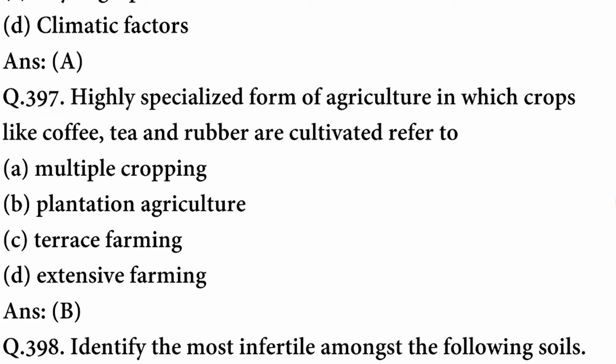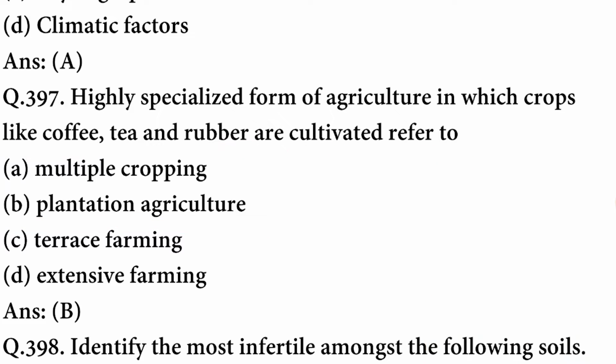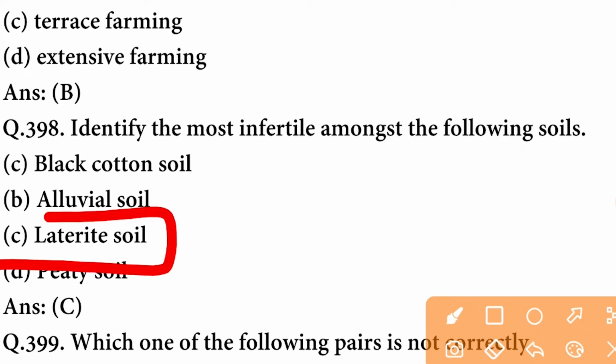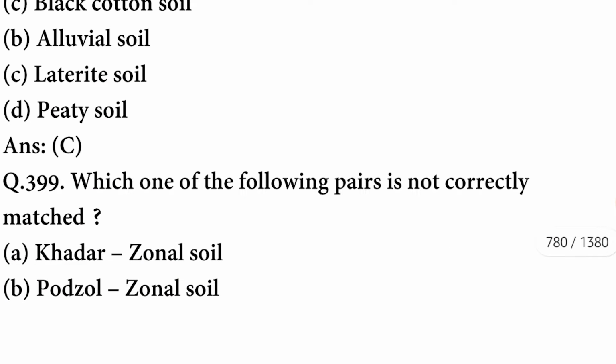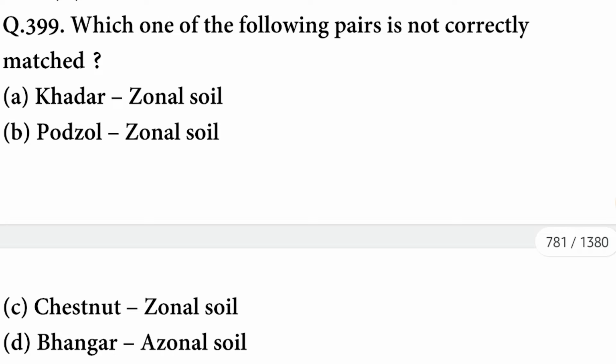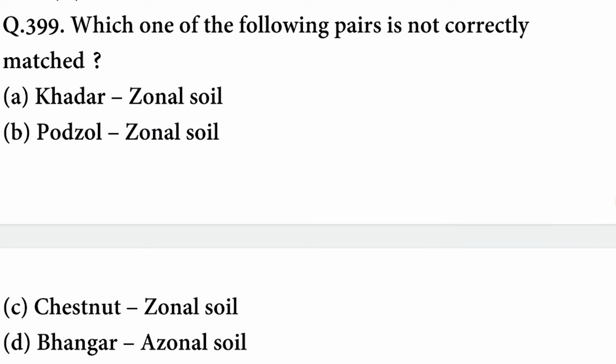Highly specialized form of agriculture in which crops like coffee, tea and rubber are cultivated is referred to as plantation agriculture. B option is correct. Identify the most infertile among the following soils. The soil that is most infertile is laterite soil. Which one of the following pairs is not correctly matched? The pair that is not correctly matched is Khadar-Jonas soil.